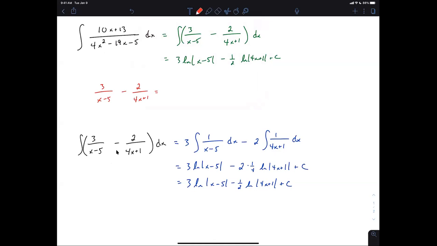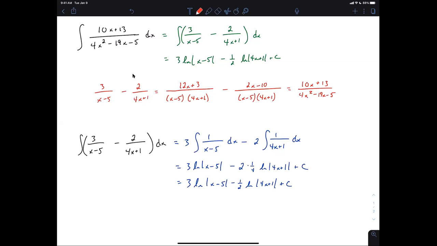If you subtract those, we remember from algebra, you need to get a common denominator. Does that make sense to everybody? The common denominator would be x minus 5 times 4x plus 1. And then the same thing on the second one, you need x minus 5 times 4x plus 1. The first one you multiply by 4x plus 1, so you get 12x plus 3. The second one you multiply by x minus 5, so you get 2x minus 10. Now you subtract across the top. So 12x minus 2x is 10x. 3 minus negative 10 is positive 13. There's no need to multiply the bottom out, but if you do, it's 4x squared minus 19x minus 5, which means this is the same as this.